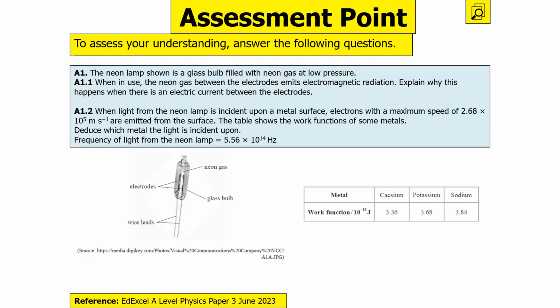The next question says, the neon lamp shown is a glass-filled bulb with neon gas at low pressure. When in use, the neon gas between the electrodes emits electromagnetic radiation. Explain why this happens when there's an electrical current between the electrodes. Then when the light from the neon lamp is incident upon a metal surface, electrons with a maximum speed of 2.68 times 10 to the 5 meters per second are emitted from the surface. The table shows the work function of some metals. Deduce which metal the light is incident upon, given the frequency of the light is 5.56 times 10 to the 14 hertz. So pause the video now, then unpause the video when you want to go through your answer.